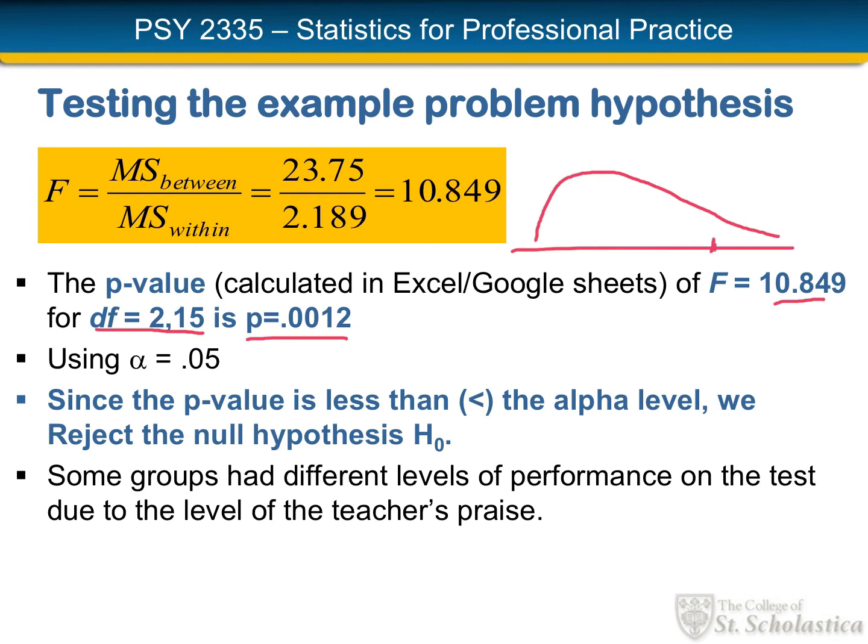when I go down to the point where 10.84 would show up, the area in this little tail beyond 10.84, this area is 0.0012. My alpha area on the other side would be 0.05. So the fact that my p-value is much less than 0.05 lets me know that I should be rejecting the null hypothesis, which is the decision I'm going to make in this test.